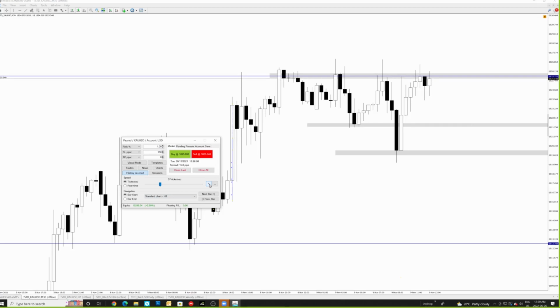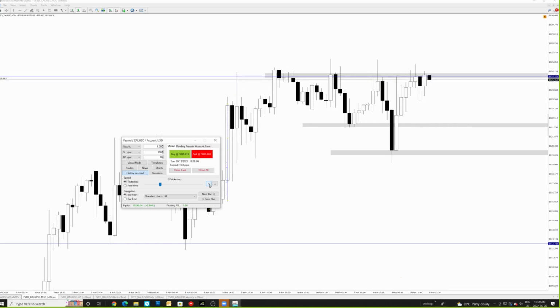See that? See how it pulled back in the range? That's something we don't want. Look at that. Garbage. All right.